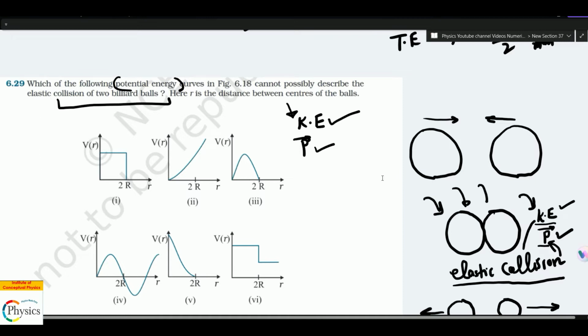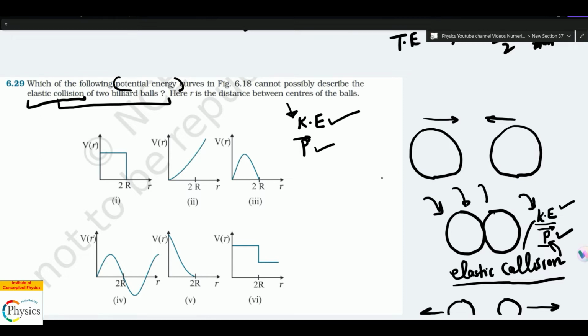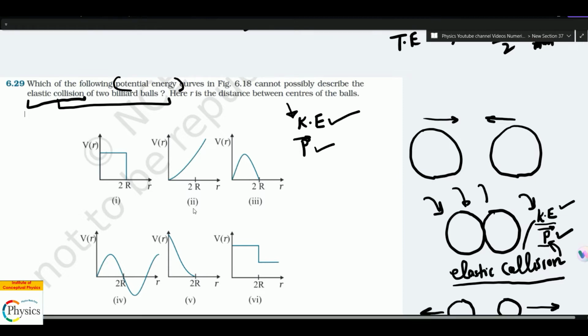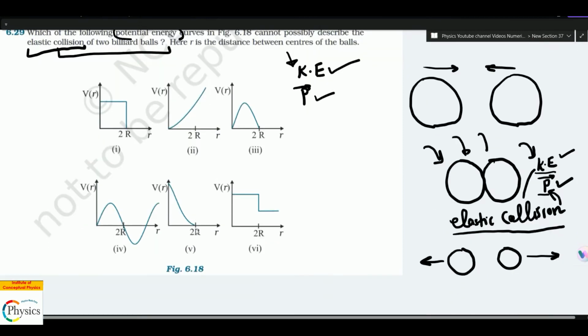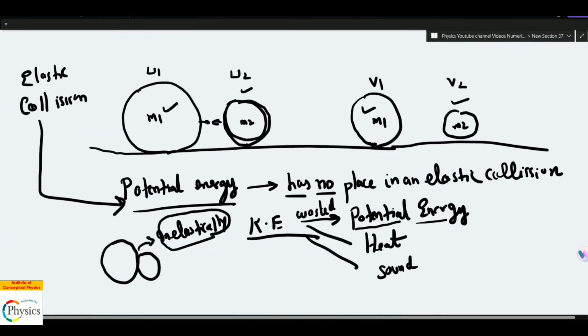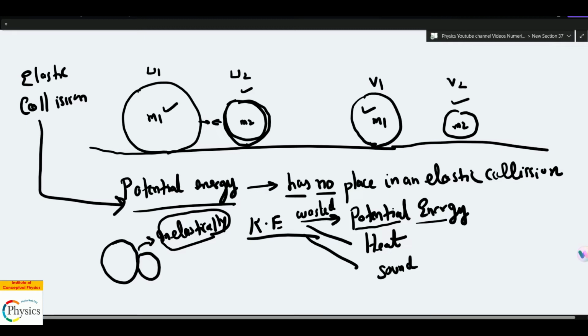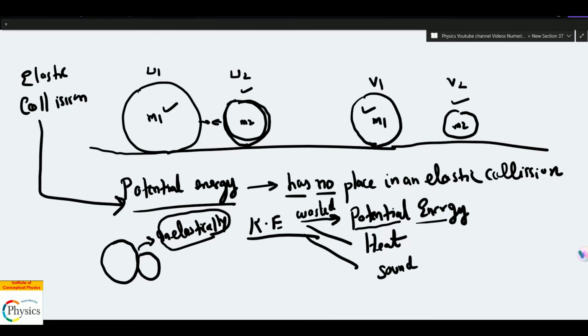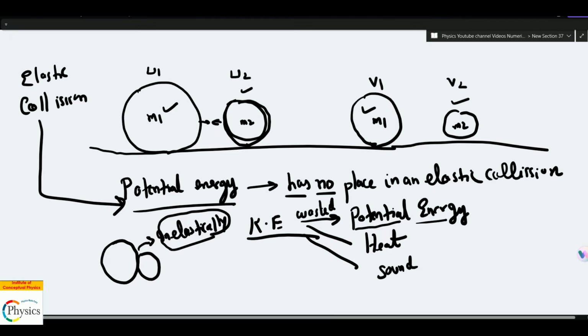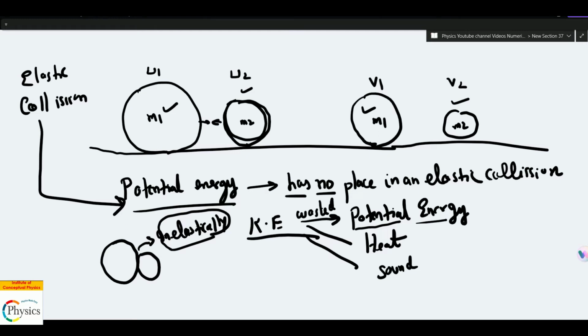So point number one: this question has good potential to misguide students into thinking that elastic collision has something to do with potential energy. And I'm telling you, elastic collision has nothing to do with potential energy at all. Even for inelastic collision, drawing a graph is senseless unless it explains the distance between the two bodies and how the potential energy varies with distance, which is what all the graphs are.